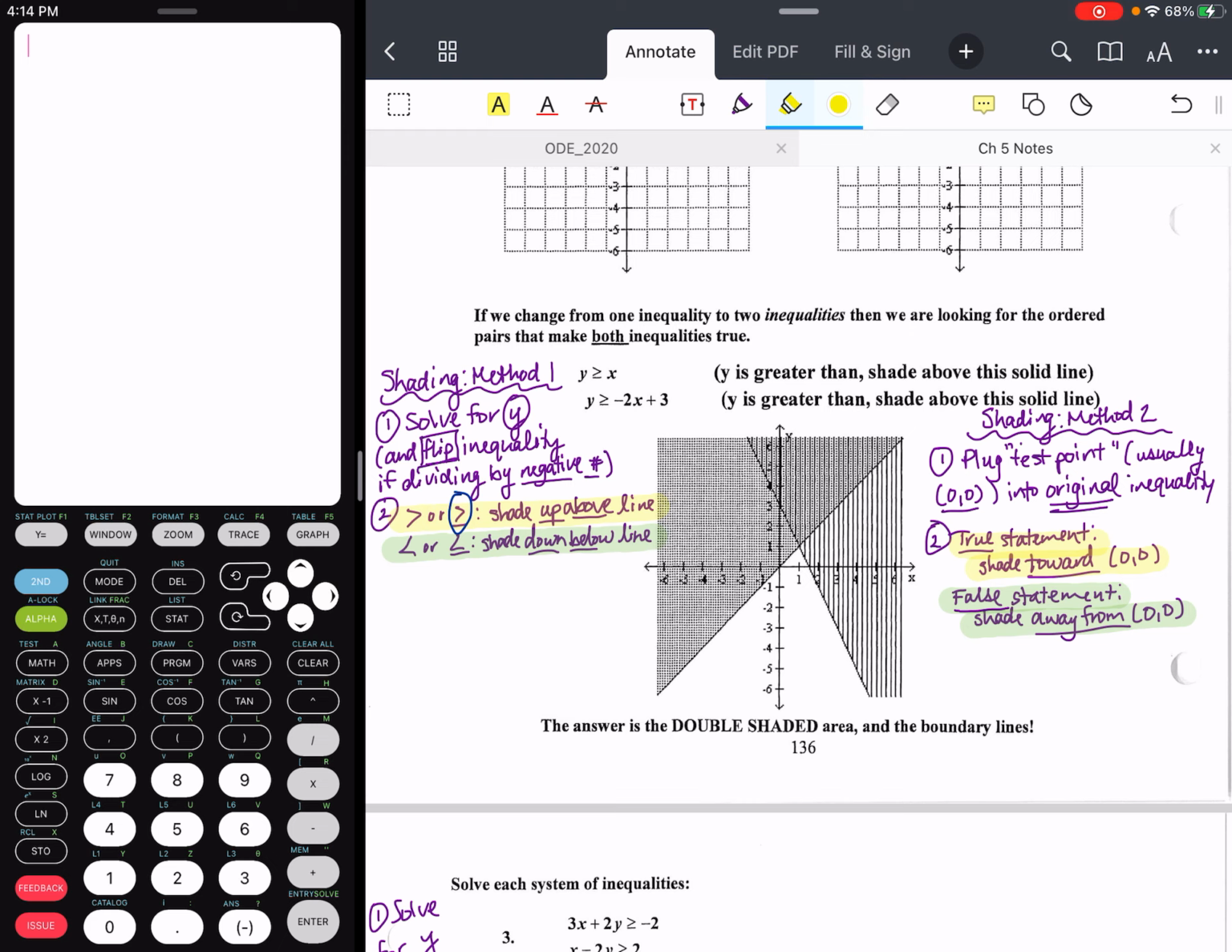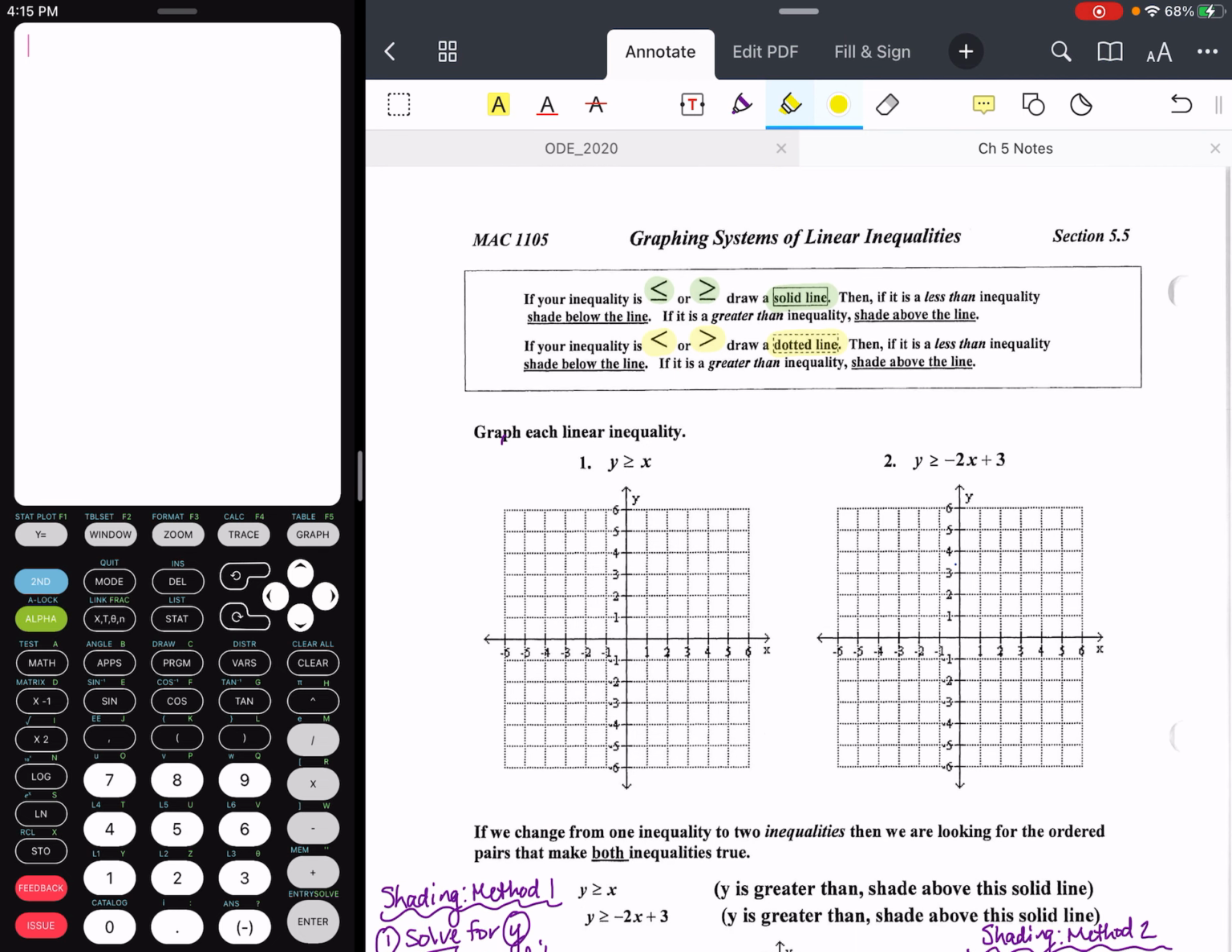The other one is the test point method. For this test point method, you don't necessarily need to solve your inequalities for y, but you would graph them using either the solid or dotted line. And then for each inequality, you're going to plug in a test point. Typically, this will be 0, 0 into the original inequality. Plugging 0, 0 in, if it creates a true statement, then you're going to shade from that line toward 0, 0. If plugging in 0, 0 creates a false statement, then you're going to shade away from 0, 0 from that line. So I'll show you both of these methods as we're graphing.